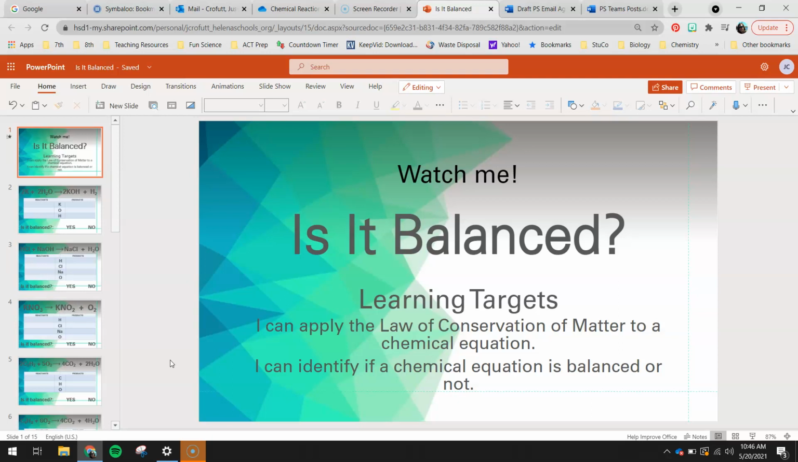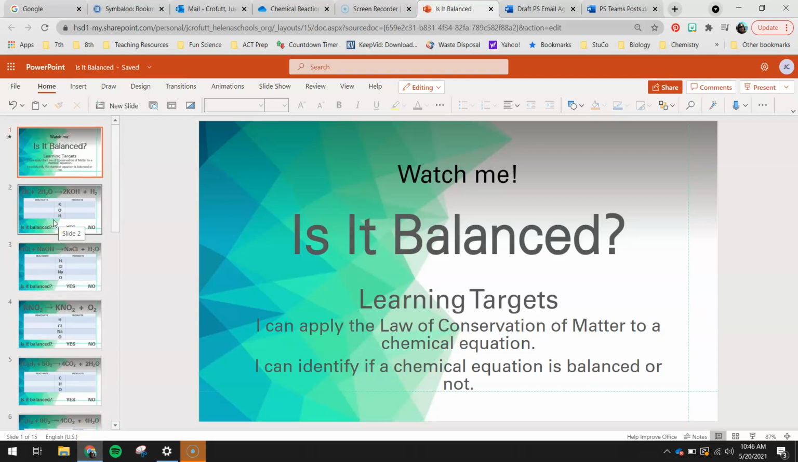So what we're going to look at today is just whether or not these chemical equations are balanced. We're not going to quite get into how to balance them. So all you'll be doing is counting atoms today and then telling me whether or not these chemical equations follow the law of conservation of matter. So your learning targets for today: I can apply the law of conservation of matter to a chemical equation, and I can identify if a chemical equation is balanced or not.